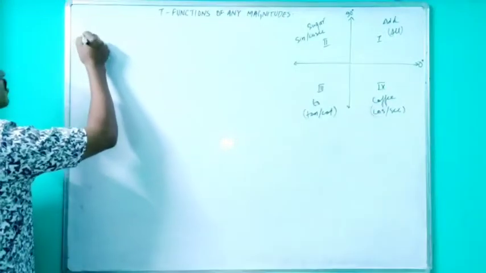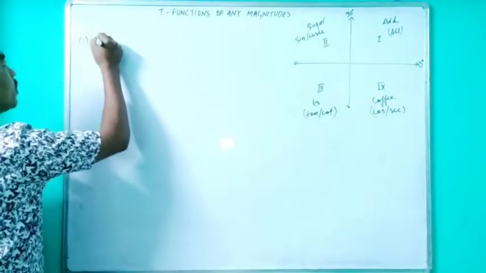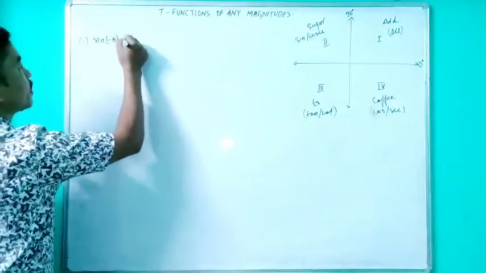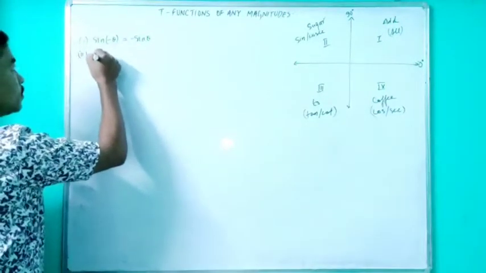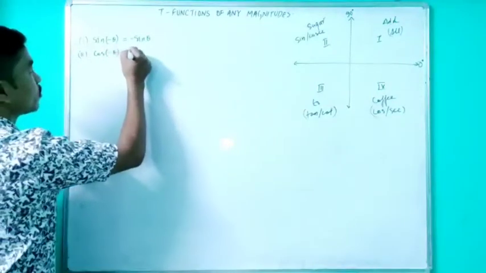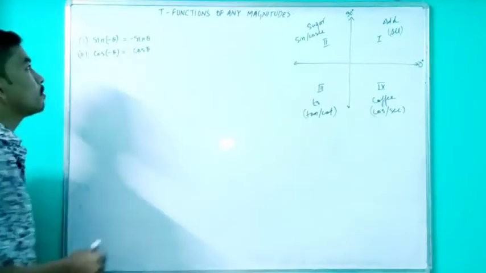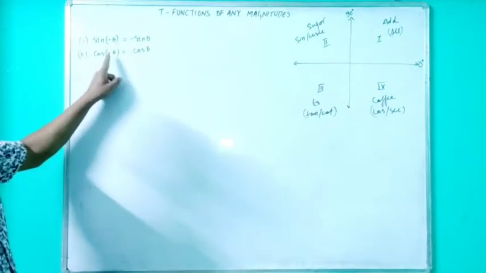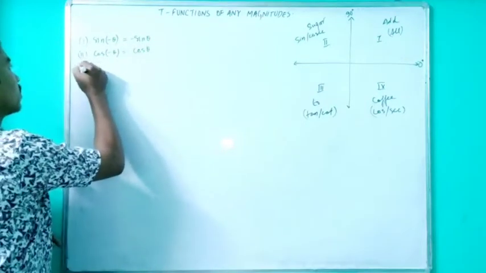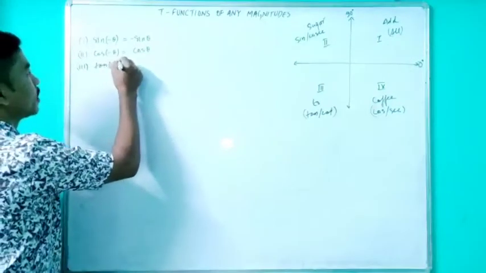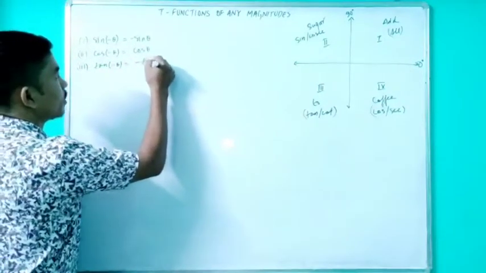The first part, we always remember that sine of minus theta is equal to minus sine theta. The second, cos of minus theta is equal to cos theta. Remember, only for cos of minus theta, it becomes cos theta. And the third one is tan of minus theta equals minus tan of theta.